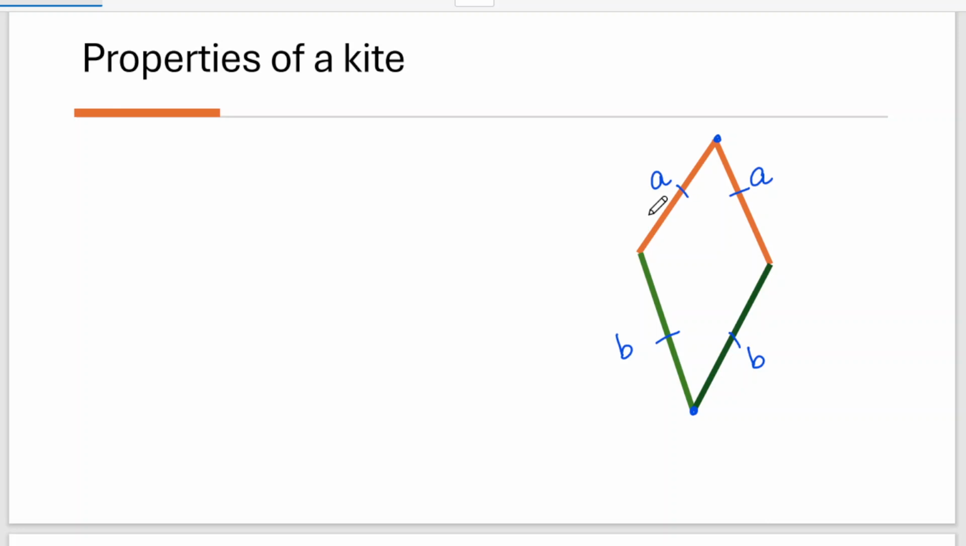So a kite is a quadrilateral whose adjacent sides are equal. So you can say that the first point is: adjacent sides of a kite are equal.